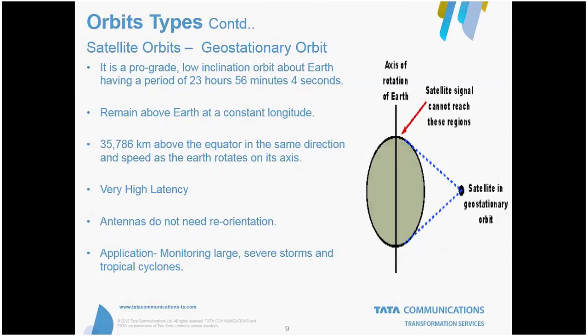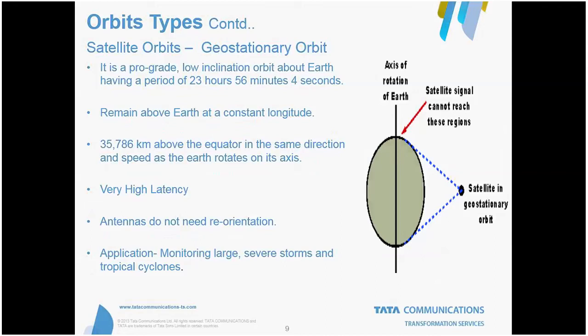Geostationary. This lies at a distance of 35,000 kilometers above the Earth's surface. When we say a satellite is in GEO, it means the orbital period of the satellite as well as the rotation period of the Earth will both be the same. The satellite appears to be fixed from the Earth, but in actual fact it is rotating along with the Earth's speed.